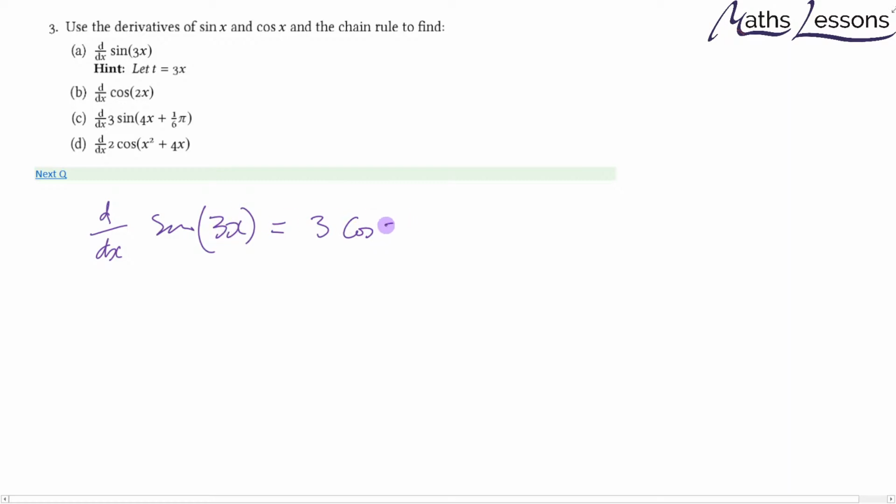But we want 3x inside here. Whatever function's inside remains in the inside function. So that's d dx of sine 3x.